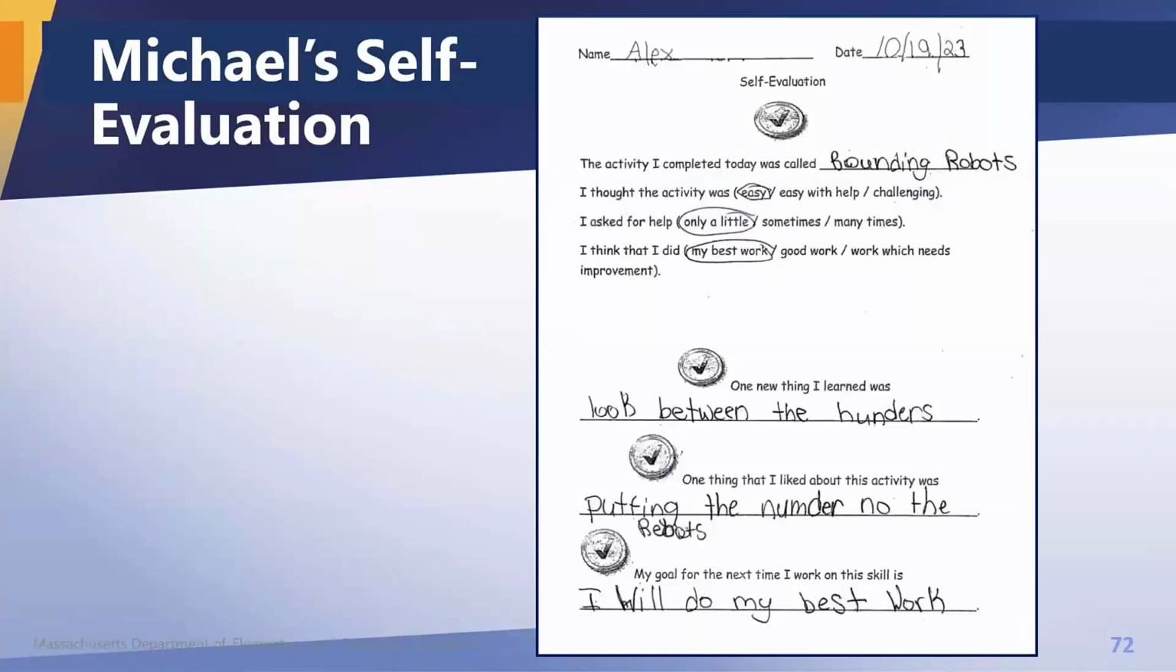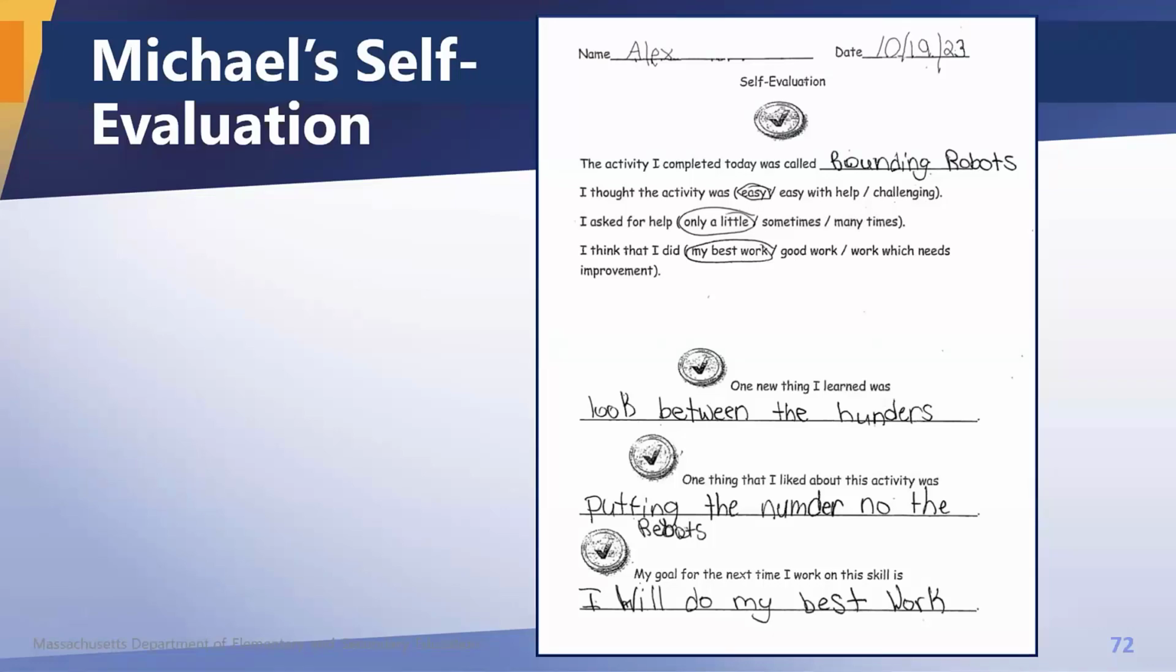Self-evaluation, and Kevin showed us where we can find that. Self-evaluation can be a way in which Alex can self-evaluate in the rounding robots. So this particular one is a sheet that this teacher used probably for all the activities because it says the activity I completed today was called, and it was called rounding robots, but you could use it in any subject. And you can see that the student was able to circle their answers. I think that I did my best work. One new thing I learned, that's always great.